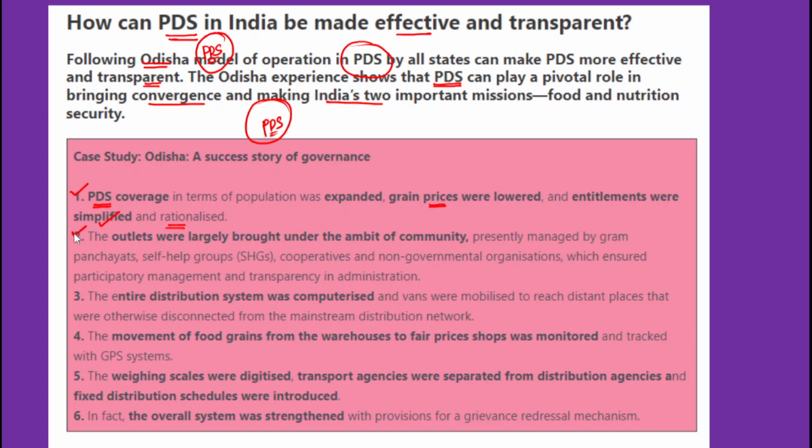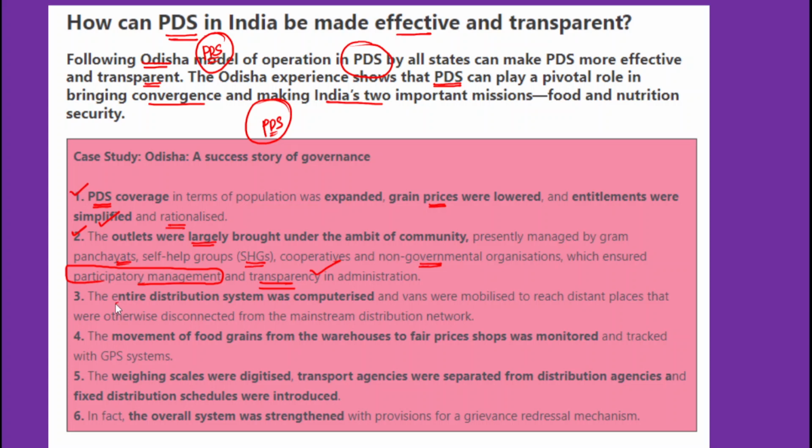Secondly, the outlets that were set up in the Odisha model were largely managed by the community. For example, non-governmental organizations and self-help groups, and even the panchayats themselves managing these outlets. So therefore, it has ensured that the management of these public distribution systems is participatory, and transparency in delivery of these food grains is possible.